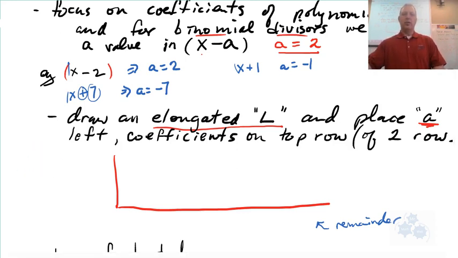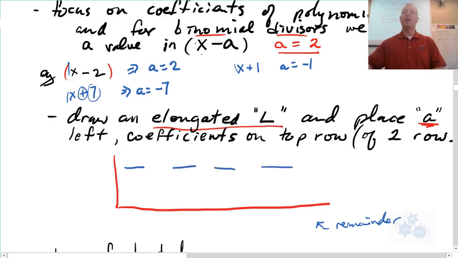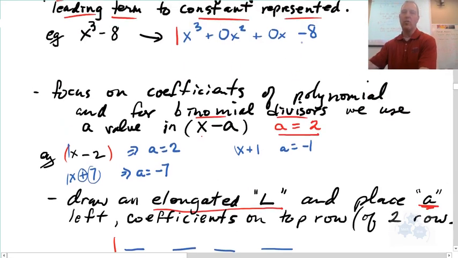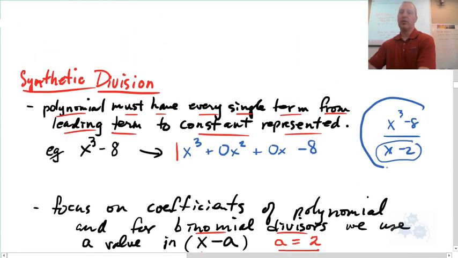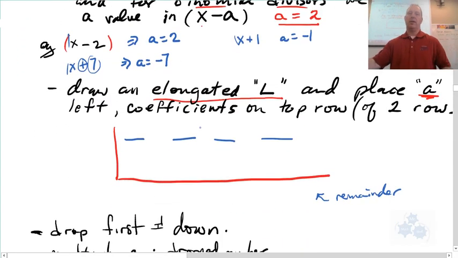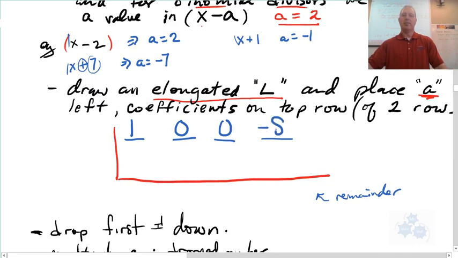Okay, and here's what we do. On the top row inside this L, we place all of the coefficients of the polynomial to be divided. So if we go back up here, we're going to do this example, x cubed minus 8 divided by x minus 2, okay? And I have to write 1, 0, 0, and negative 8 in my synthetic division elongated L. So 1 for the x cubed, 0 for the x squared term, 0 for the x term, and negative 8 for the constant term. Okay?